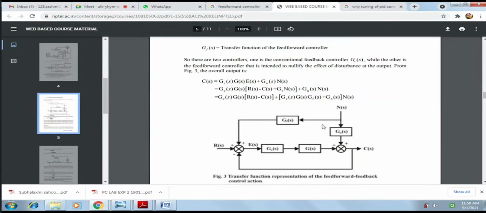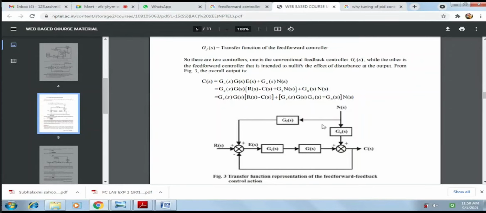No issue. You take the disturbance transfer function as 1 by 3.5s plus 1. The transfer function of the plant is 1.45 divided by 4.5s plus 1. So the transfer function of your disturbance is 1 by 3.5s plus 1, and the transfer function of the plant is 1.45 divided by 4.5s plus 1. By using these two, you can find out the transfer function of the feed forward by using that formula that is provided to you in the WhatsApp group.